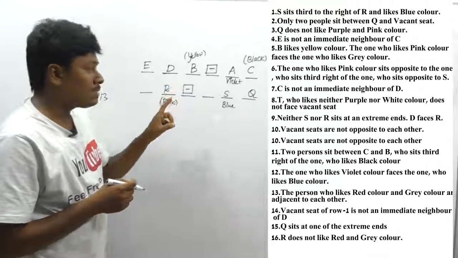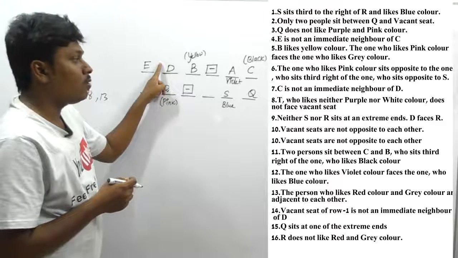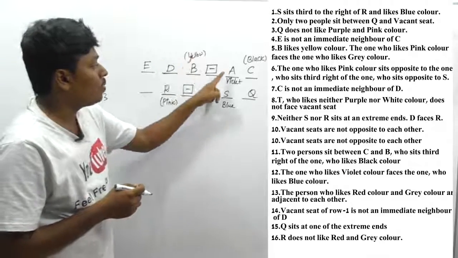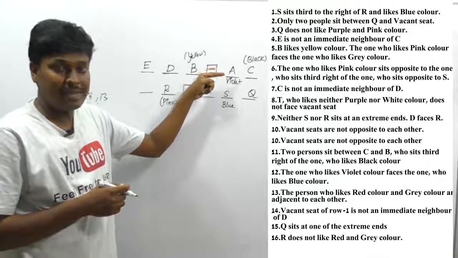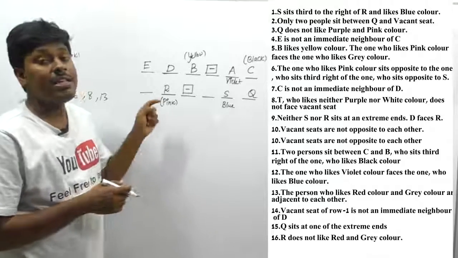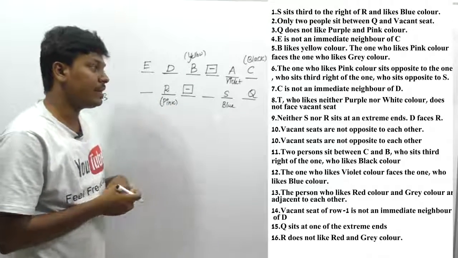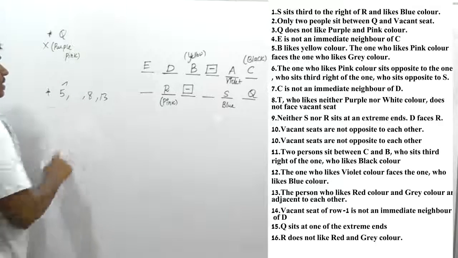The one who likes pink color is opposite to the one who sits third to right of one who is facing the person S. So the person opposite D is facing A, and at A's right hand side, at the third place, the person D is sitting. So D's opposite side is the person who likes pink. So I think we have completely read point number 6, right?